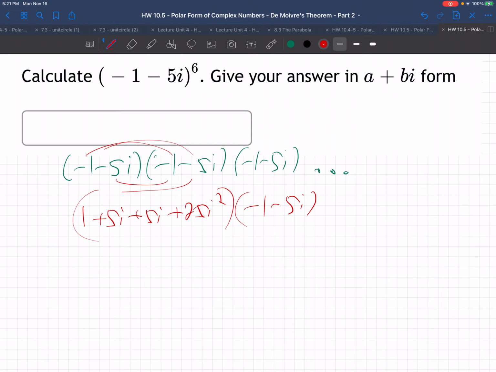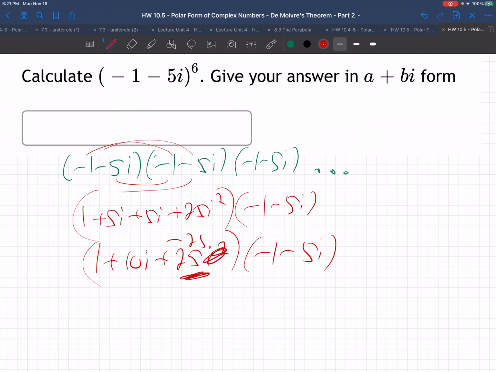It would just get crazy messy. That would be true, though. I mean, you could do that, right? Here, I could do maybe one more step if you want to see it. 25i squared. Then you got to foil that with minus 1 minus 5i. And that's minus 25, right? Because i squared is negative 1. So 1 minus 25, that'd be negative 24 plus 10i.